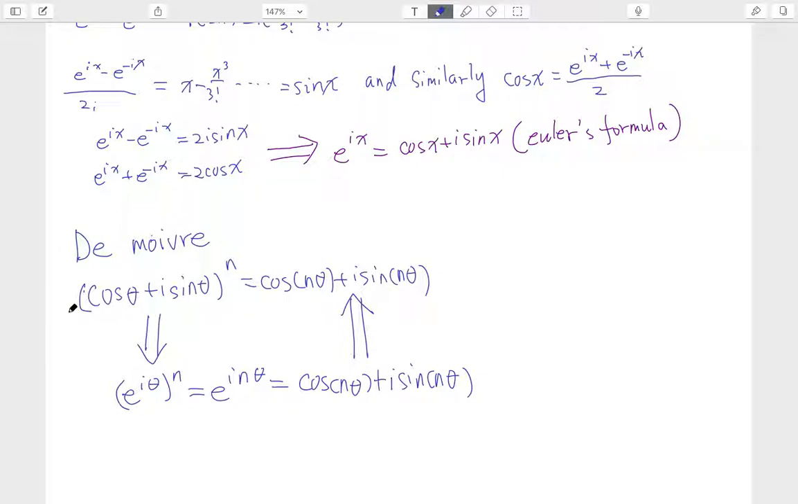since the content in this bracket is nothing else than e to the i theta. e to the i theta to the n is equal to e to the i times n theta, which turns out to be the formula we would like it to be. And we have proved this formula. It is indeed correct.